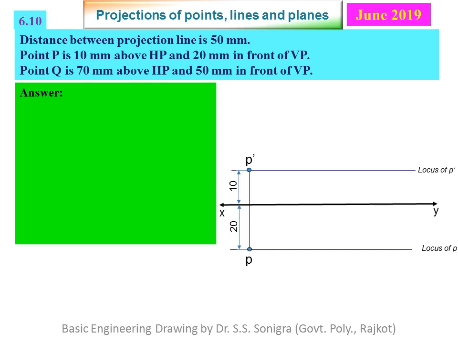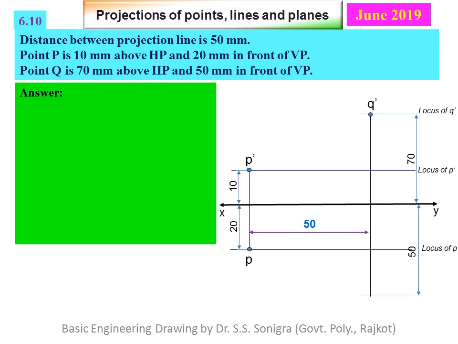Now the distance between projection lines is given, that is 50 mm. So at a distance of 50 mm from the projection line of P, draw another vertical line, that is the projection line of point Q, and locate the front view and top view of point Q on this projection line. As it is 70 mm above HP, Q dash will be above the XY line at a distance of 70 mm, and point Q, the top view, will be below the XY line at a distance of 50 mm like this, and we can draw the locus of point Q as well.